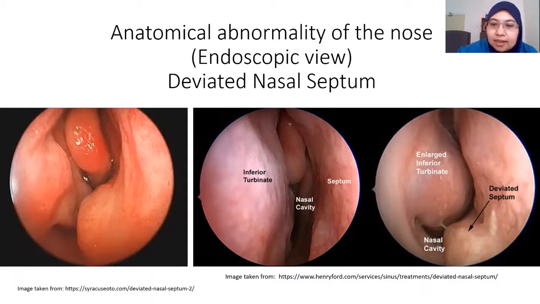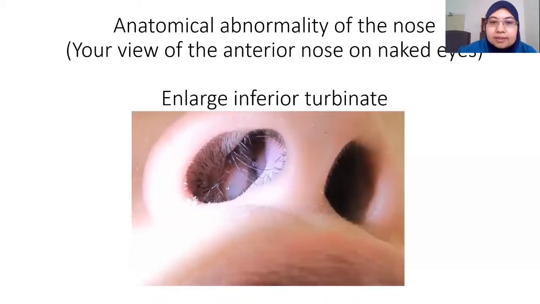So some other abnormality that you can see. Okay, this is another enlarged inferior turbinate, from the basal view. When I say basal view, you are looking at the patient's nose from below. So prior to swabbing, it's helpful if we can actually have a look into the patient's nose from below, so you can see any obvious abnormality in the nose. Okay, so there's an enlarged turbinate as well, and slight deviation of the nasal septum over here.